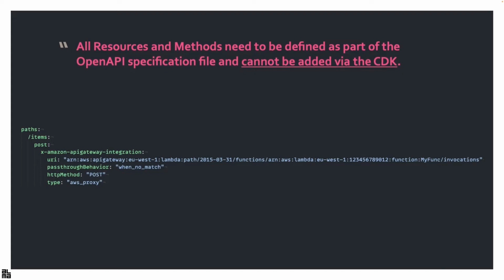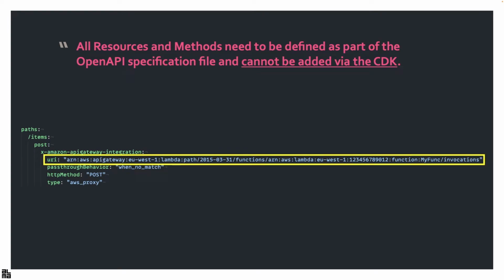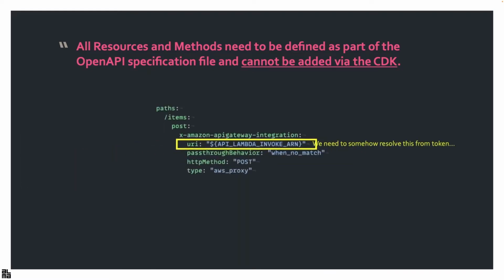Essentially, this means that we end up with a lot of hard-coded values. So we need to have these x-amazon-apigateway-integration objects and other x-amazon extensions in the OpenAPI definition file. And this is really problematic for things like ARNs and other dynamic values that are defined by the CDK code. In this example, we have the Lambda function invoke URI for the API gateway. So we definitely don't want to hardcode these kinds of values in our OpenAPI definition.